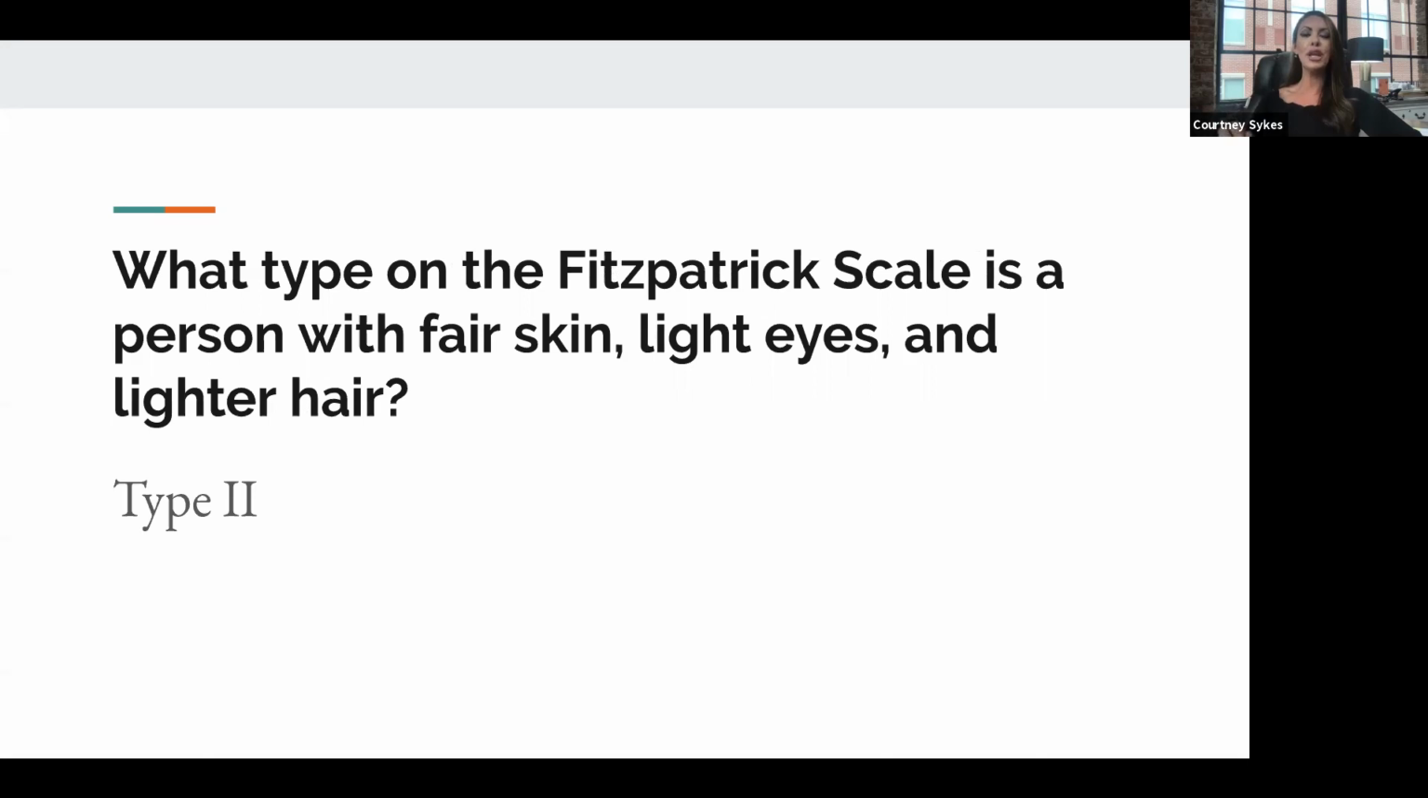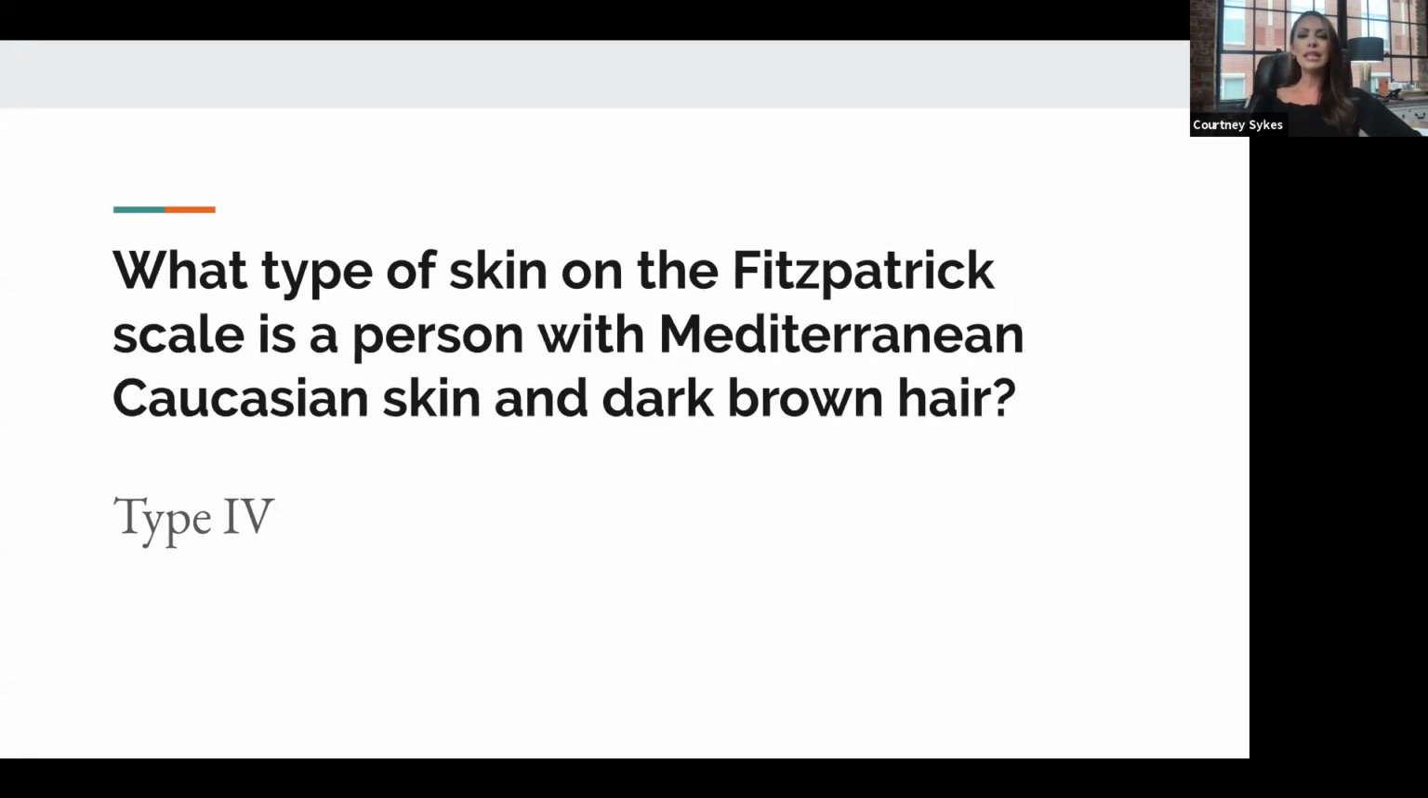Then the next question is, what type on the Fitzpatrick scale is a person with fair skin, light eyes, and lighter hair? That's a question that could honestly, in my opinion, be type 1 or type 2, but the answer here is type 2. What type of skin on the Fitzpatrick scale is a person with Mediterranean Caucasian skin and dark brown hair? The answer is type 4. So you really do need to study in your books the chapter discussing skin analysis, because it's going to talk about specifically culture-specific areas of the world like this.